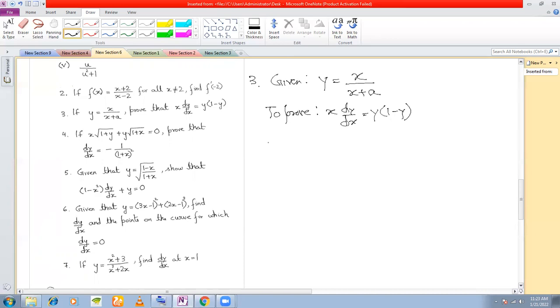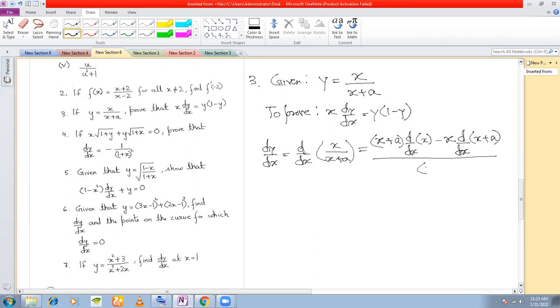First, let us find out dy/dx. So dy/dx is d/dx of x by (x + a). Again, I can differentiate this by the u by v rule. So v into d/dx of x, minus u into d/dx of v, divided by the square of the denominator, (x + a) square.